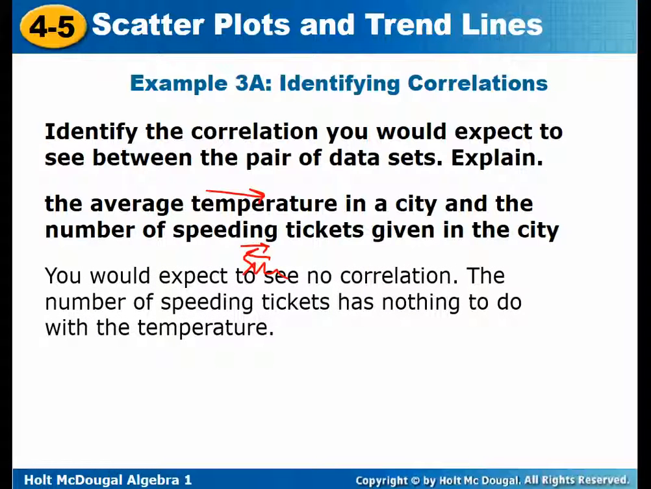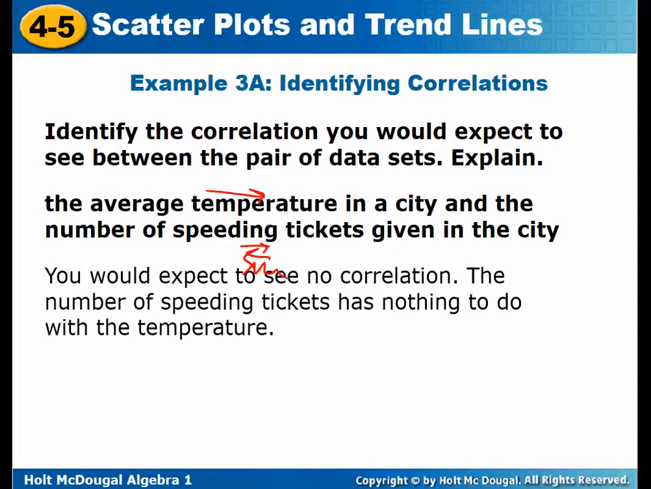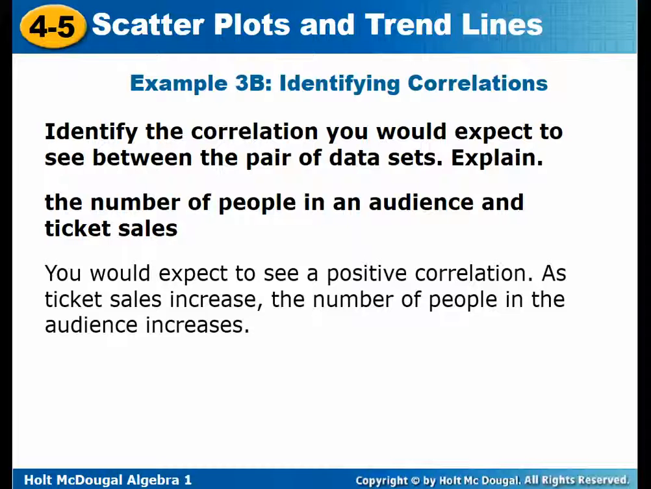Probably no correlation. I wouldn't think that the temperature has anything to do with the number of speeding tickets. All right, how about the number of people in an audience and the ticket sales? Now that's got a correlation. How about the more people in the audience, the more tickets were sold?